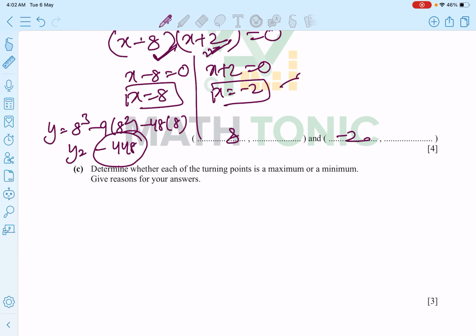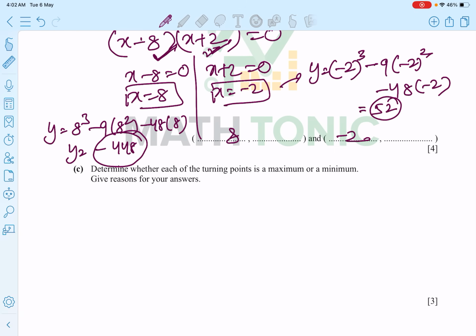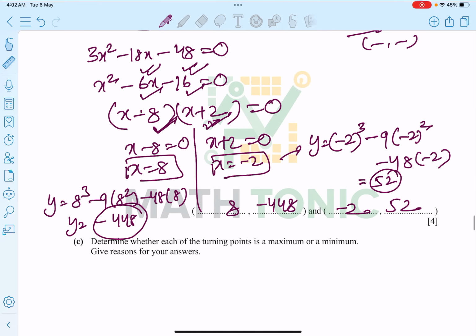Got it? And for this case, y equals minus 2 cube, minus 9 times minus 2 squared. Be careful, for a negative number you have to put brackets. Minus 48x means x will be replaced by minus 2. Got everyone clearly? So when you put the values in the calculator, you might be getting 52. So for 8, we have y as minus 448, and for minus 2, we got 52. So these are the two points, we got it.